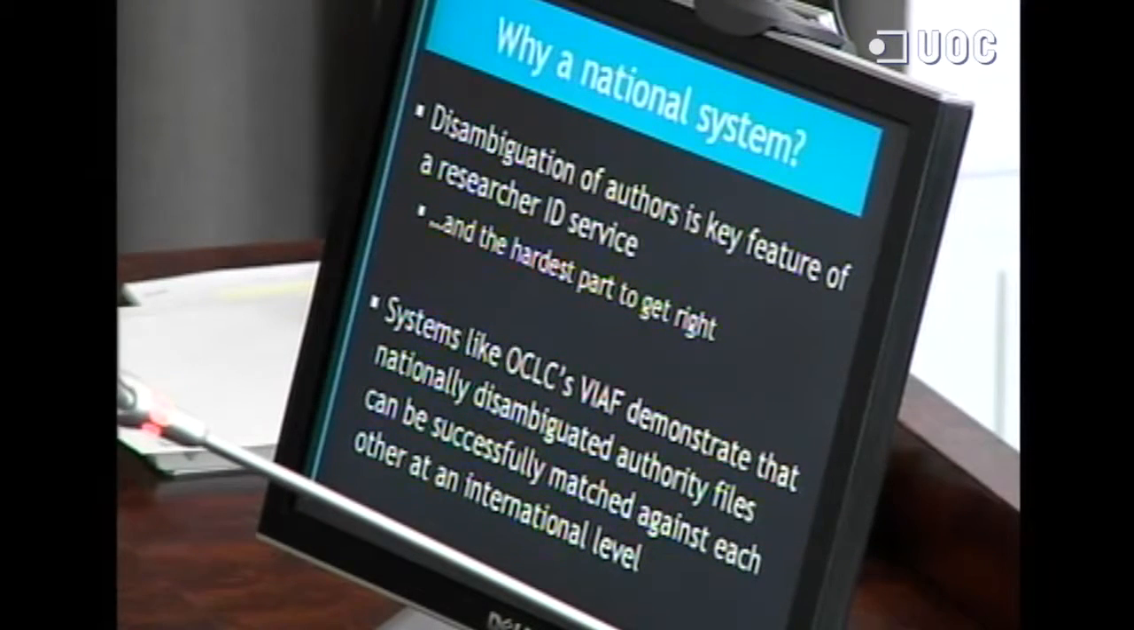And disambiguation is something we've talked about already today, and it's the hardest part to get right. There are lots of people with the same names out there. And I think that OCLC's VIAF system is one example of a system which shows that when you've got nationally disambiguated library authority files and bring them together, you can successfully create a combined system, but you had to have done that disambiguation first.